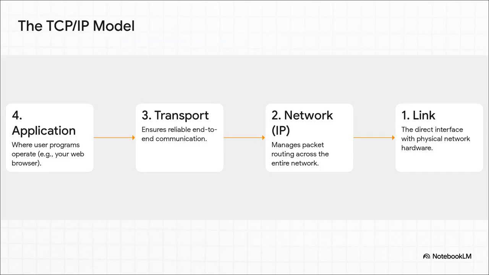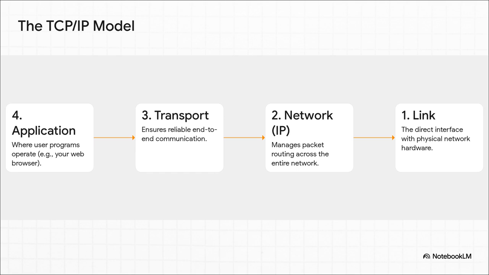Now, the universal language of the internet is a set of protocols called TCP/IP, and its genius is that it breaks the massive job of communication down into 4 manageable layers. Think of it like a shipping department. At the very bottom, the link layer is like the truck that drives on the physical road. The network layer is the GPS that plans the best route. The transport layer is quality control, making sure the package arrives in one piece. And way up at the top, the application layer is you, the customer, opening the box.